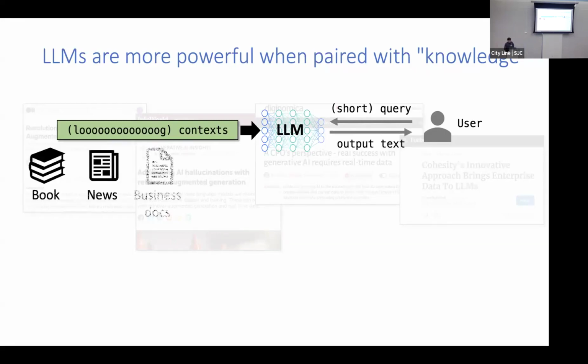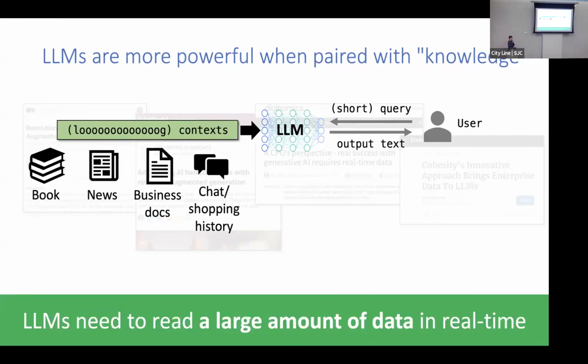If you think about this, there are a lot of use cases. You can let the model read a book, maybe a new book the model didn't know before, or launch queries about news today, or business documents, internal business documents of a company, or maybe just the chat or shopping history of a user. These are all information that you want the model to know on the fly for that particular query. But think about the implication on the system side. The model now needs to read a lot of data in real time. How to build a system for that? That's basically the problem we're trying to solve.